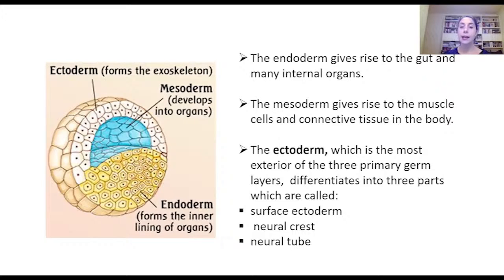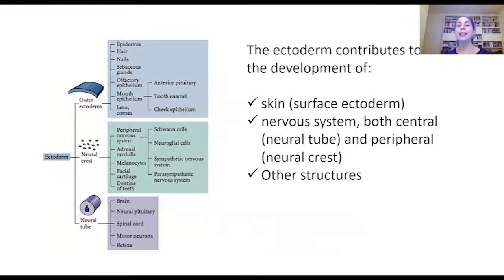Here you can see again the gastrula with its three primary germ layers. The endoderm, which is the inner layer, gives rise to the gut and many internal organs. The mesoderm gives rise to the muscle cells and the connective tissue of the body. And the ectoderm, which is the most exterior of the three primary germ layers, differentiates into three parts, called the surface ectoderm, the neural crest, and the neural tube. So the ectoderm contributes to the development of several structures, and in particular the skin, the nervous system, both central and peripheral, and other structures.